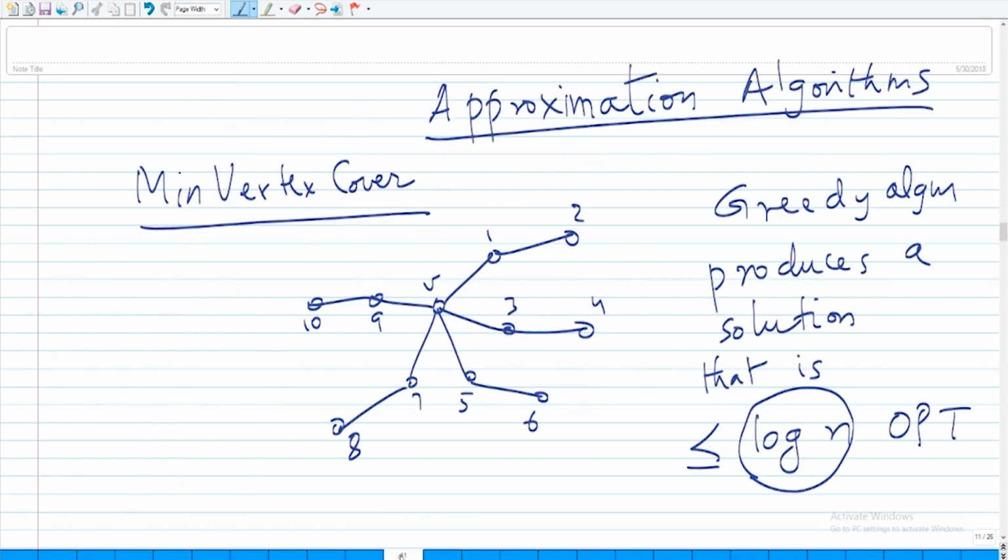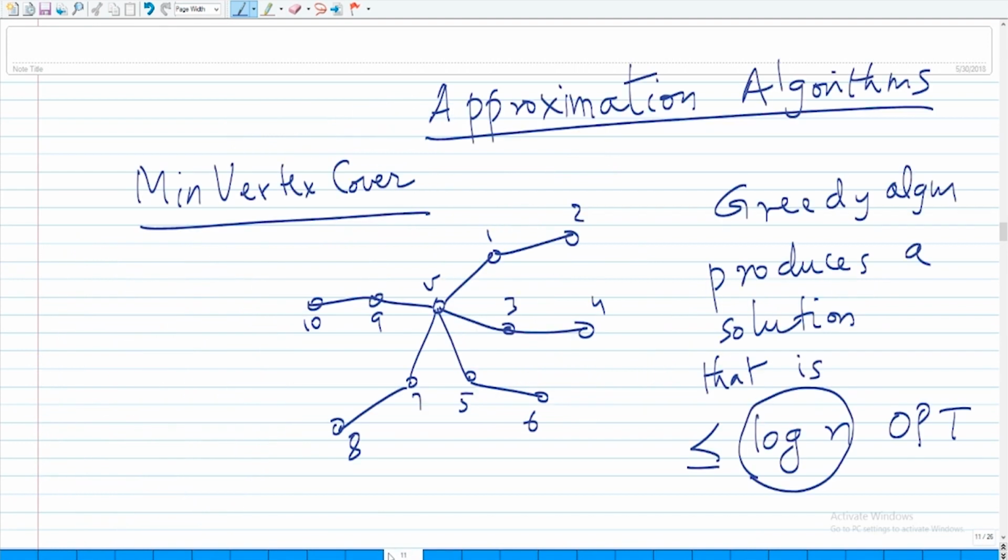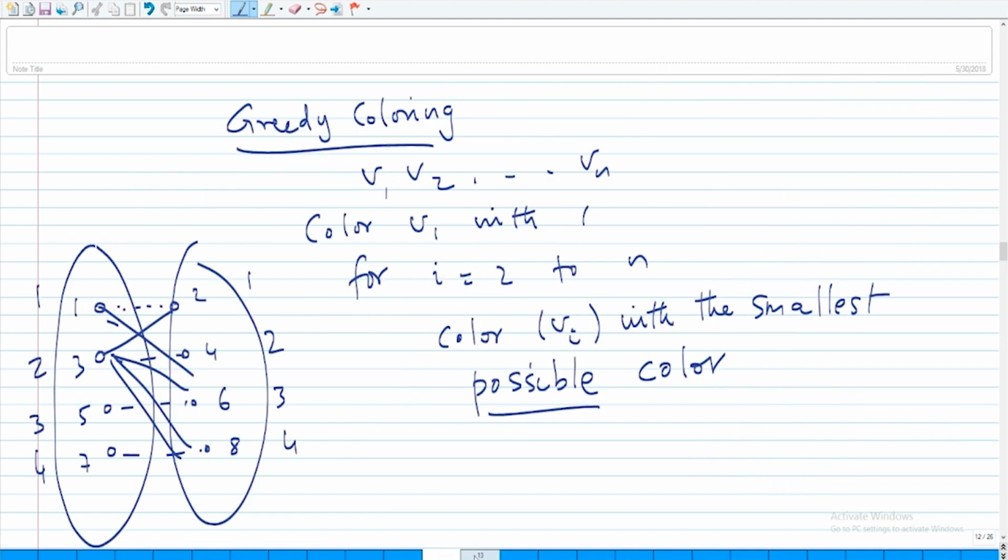So, how is the log n ratio? I have not proved it, we will do it tomorrow. Okay. In fact, we will do it for a more general case, and not only at most log n, there are examples for which it can be as bad. Okay.